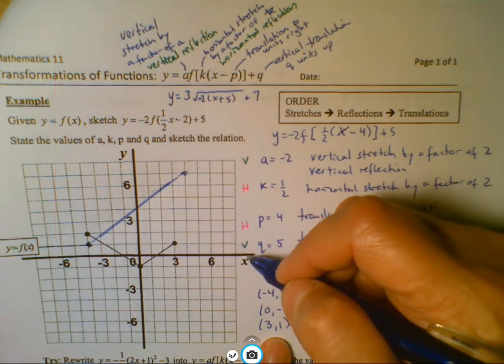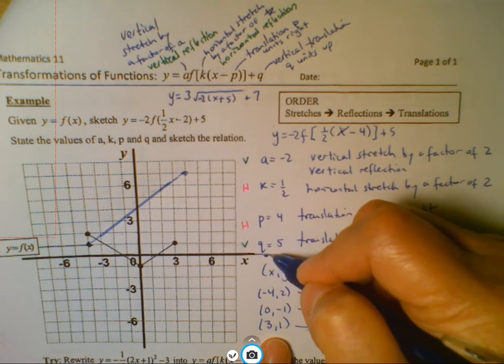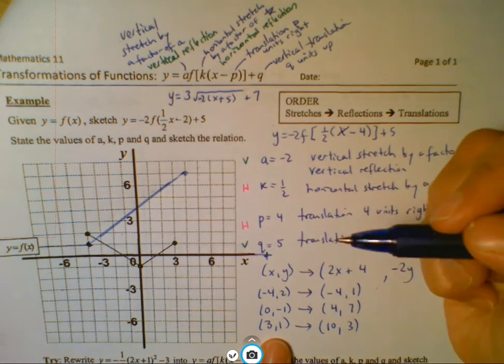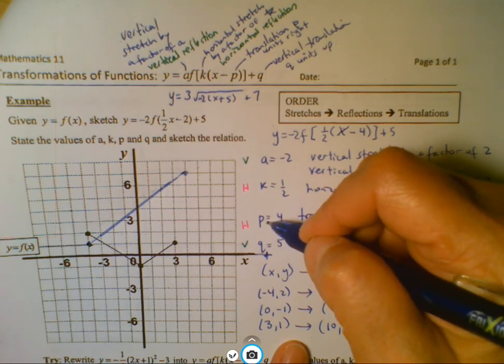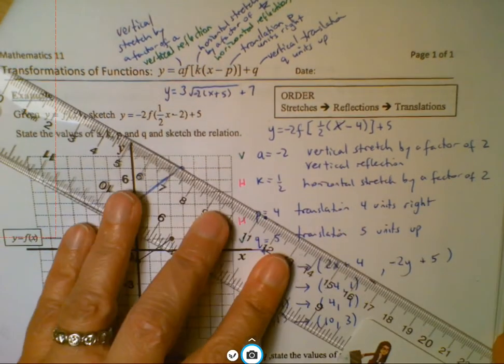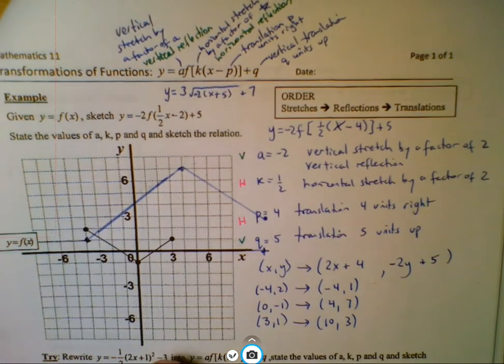Well, that's going to go off my grid. So I'm just going to say that this is 10 over here, and go up 3. 10, 3. 1, 2, 3. Right there, right on my writing. So I'm going to connect those two. And that's my new graph.